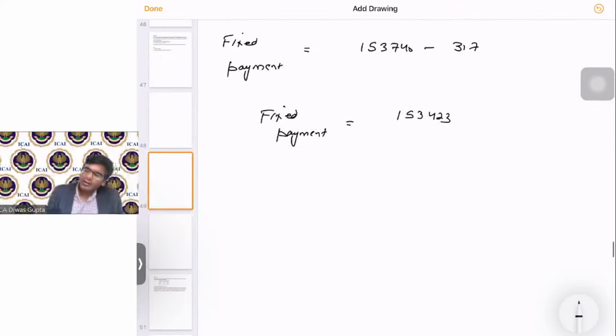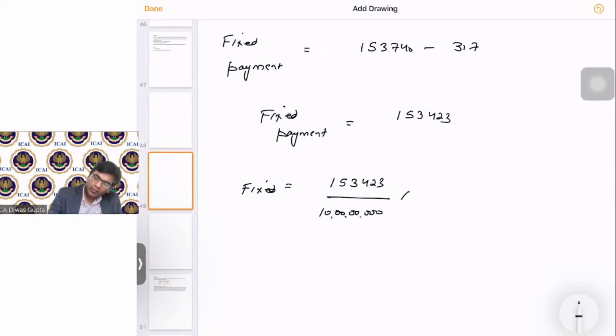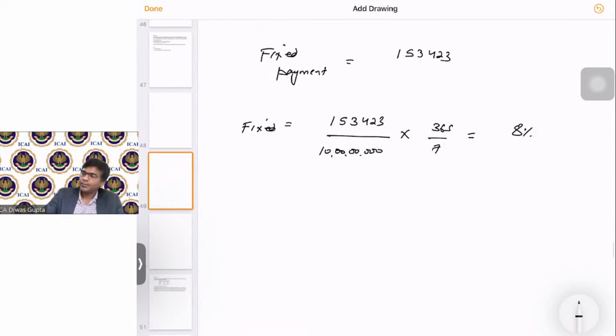And if we calculate this as a percentage, so we are doing into 365 by 7 because it's for 7 days. The interest is for 7 days. Per annum interest comes out to 8%.